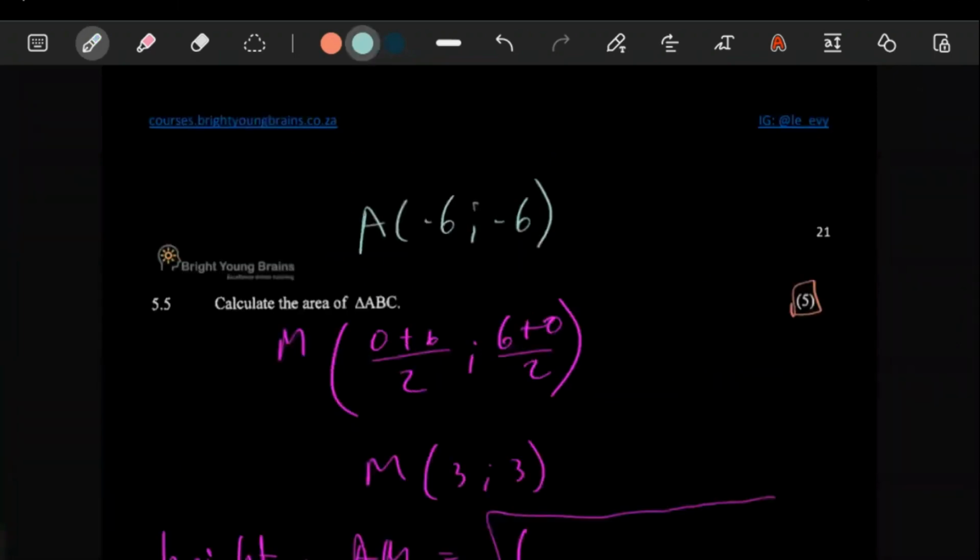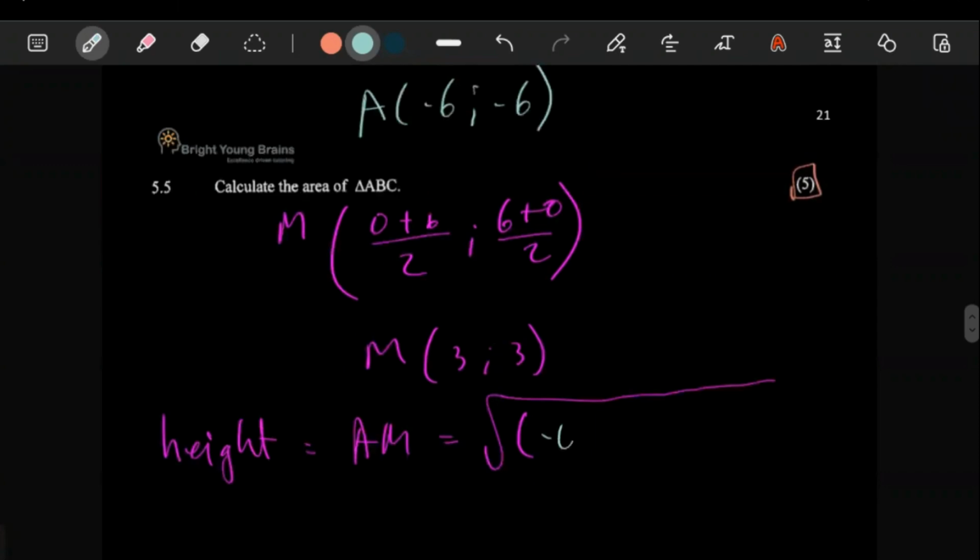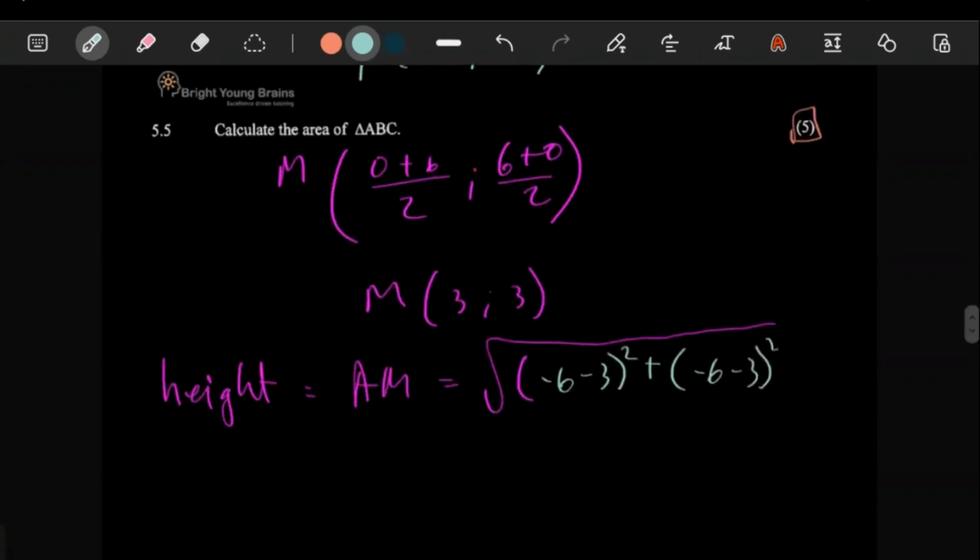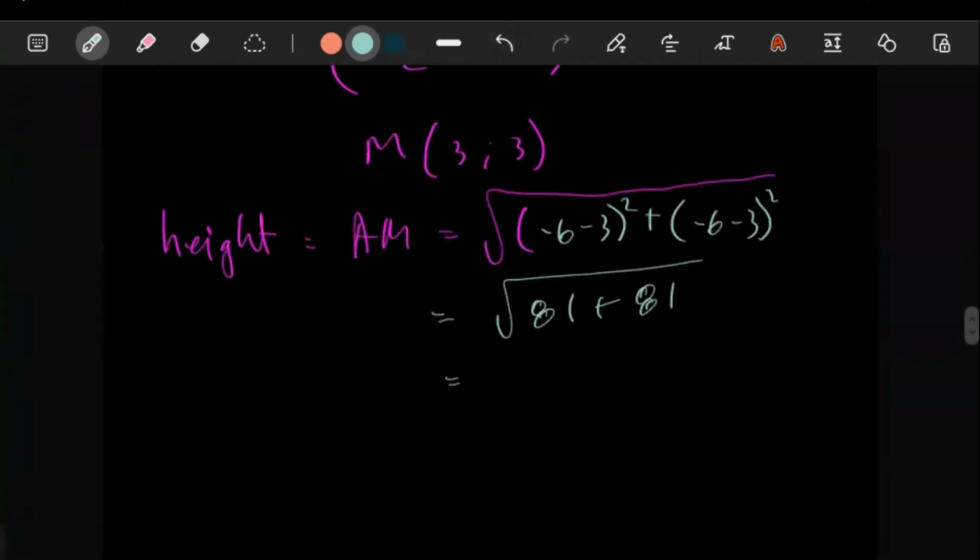So this is going to be -6 minus 3 squared, and then -6 minus 3 again, squared. Then you have -9 squared, which is 81, and 81 again, so 162, under the square root symbol. Your calculator, if you put square root of 162 in there, is going to give you 9 square root of 2. So you have the perpendicular height now.